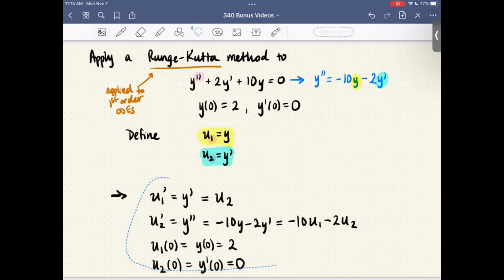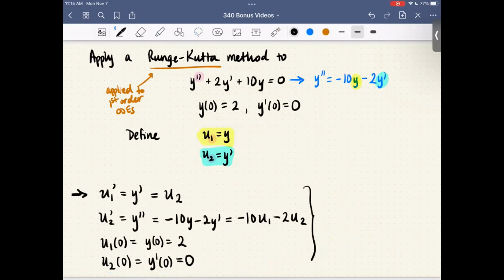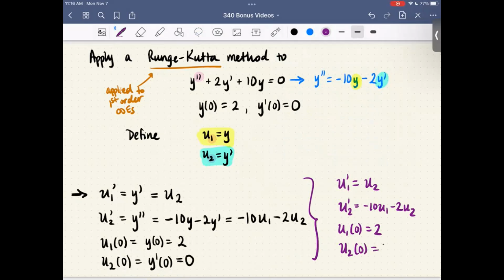And if you wanted to write it a little more cleanly, I'll write it all without the y's involved at all. I'll do this in a different color. Okay, so I have u1 prime is equal to u2. u2 prime is negative 10u1 minus 2u2. u1 at 0 is 2, and u2 at 0 is 0. This is the system I then want to apply my Runge-Kutta methods to. And I'm going to switch over to MATLAB and show you how we would do that.